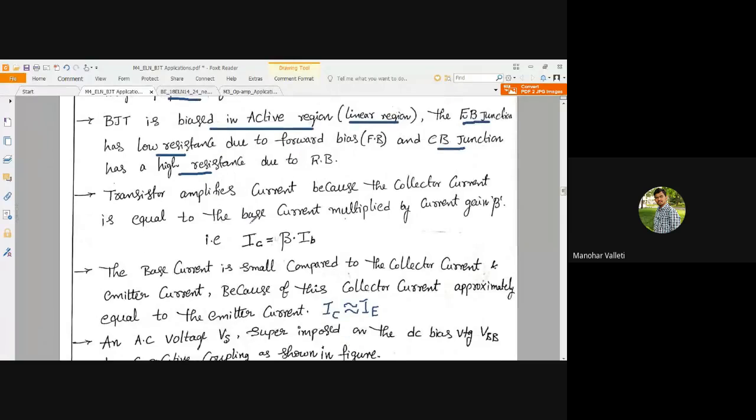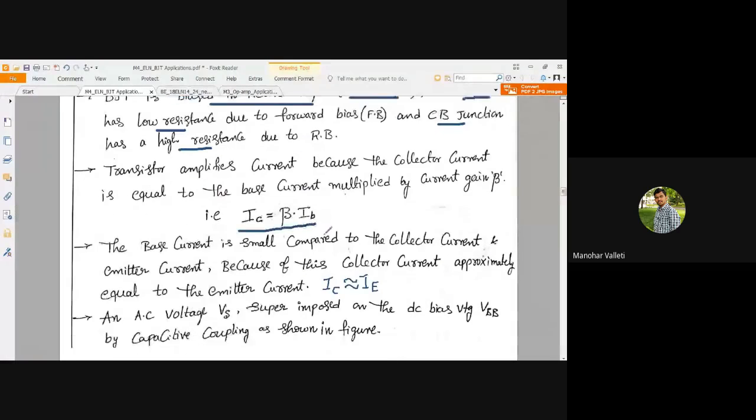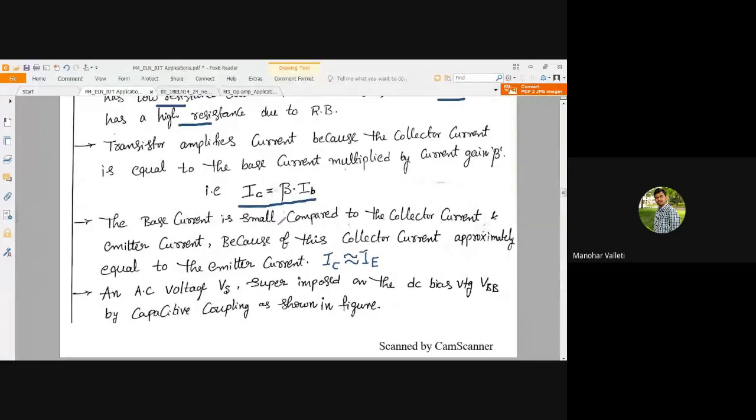And you see in this relation IC equals beta IB, and as IB is in the microamperes range, we will neglect that IB and assume that IC is approximately equal to IE, as both IC and IE are in the milliamps range, whereas IB is in the microamps range.